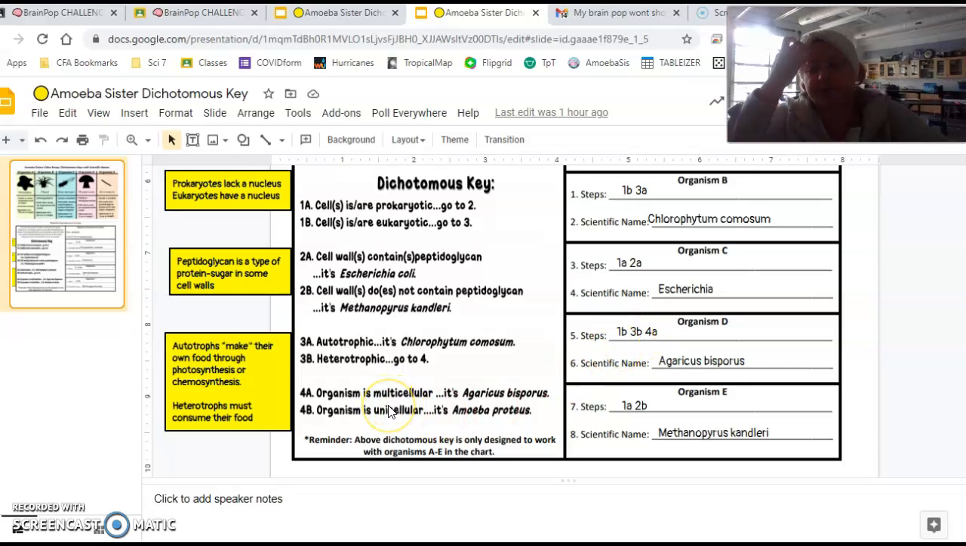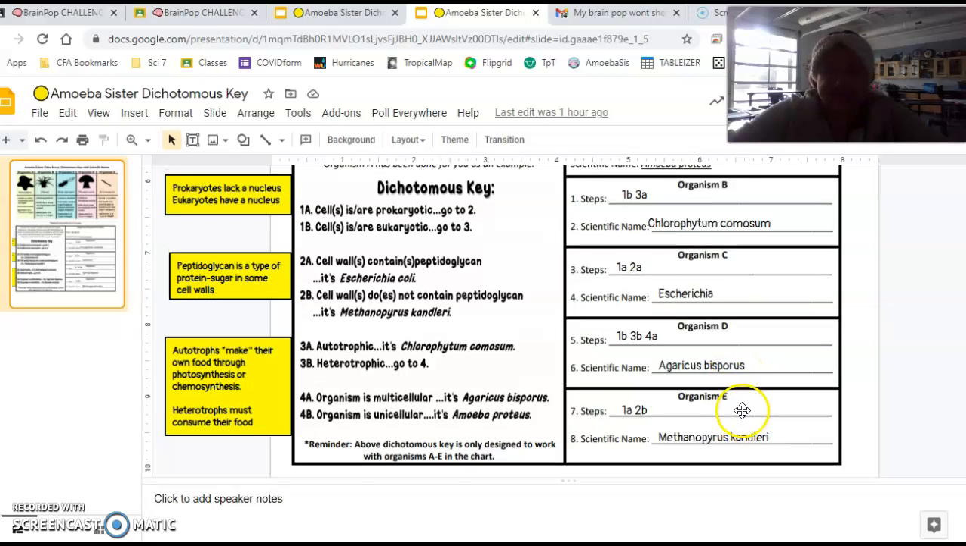4, it's either multicellular or unicellular. Well, this specific example of a mushroom is multicellular. And I dead end at 4A at Agaricus bisporus. Bi, you should know, is 2. Spores are how they reproduce.